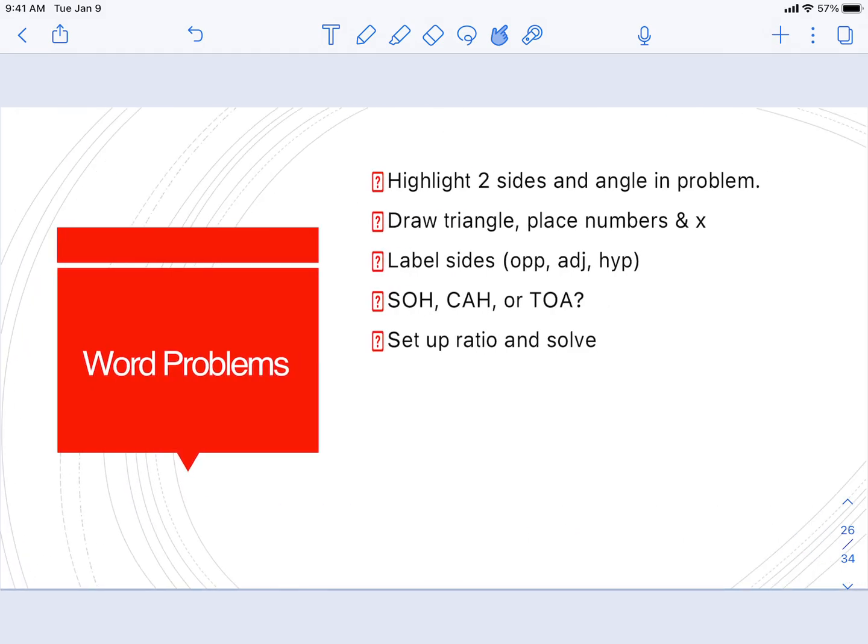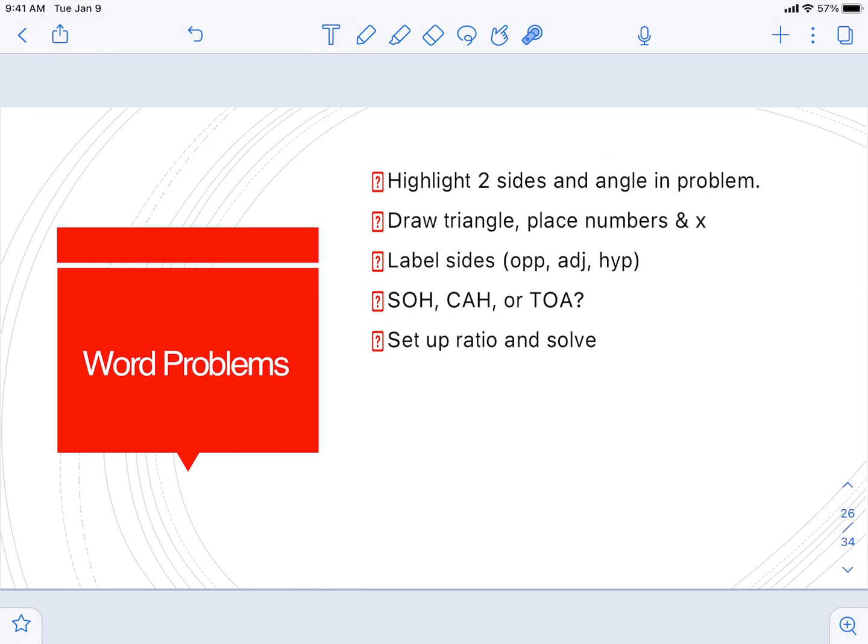All right, so some of our steps for doing word problems. We want to start out by highlighting the two sides and the angle in the problem, where they are in the word problem. That's going to help us figure out where those numbers go when we set up our drawing, right? You're either given two sides and finding an angle, or you're given one side and the angle and finding the other side.